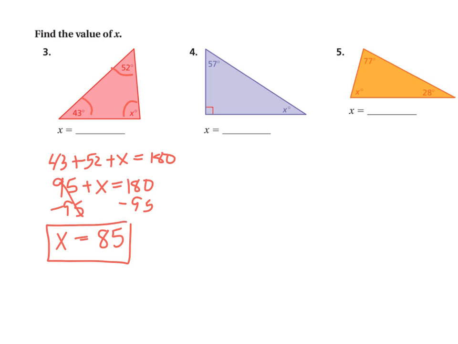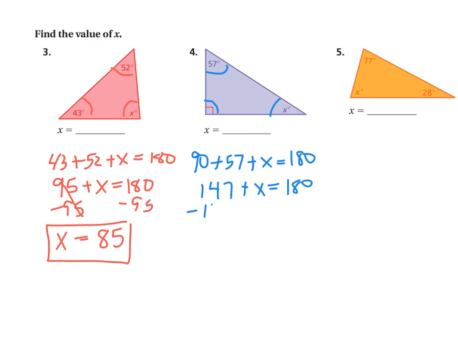Okay, let's do the next one. When you see this little red symbol, you should remember that it equals 90 degrees. Then we got plus 57, and then plus x equals, always equals 180. So then we have 90 plus 57 to simplify this side, which is 147. Then I just rewrite the rest, can't simplify it anymore. And then I'm subtracting 147 to get x equals 180 minus 147. X equals 33.